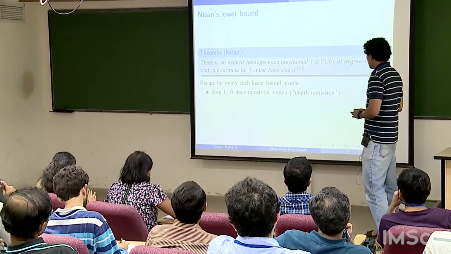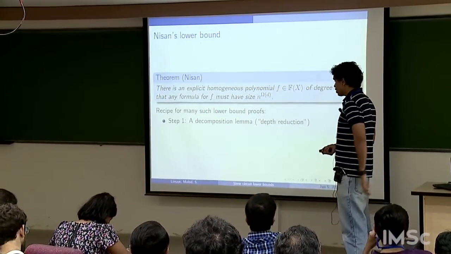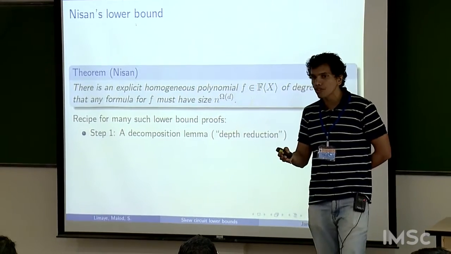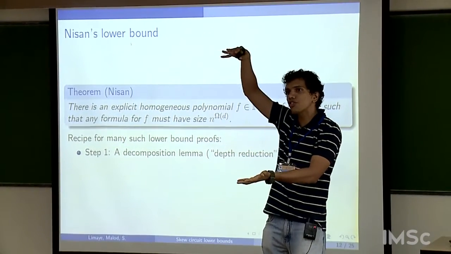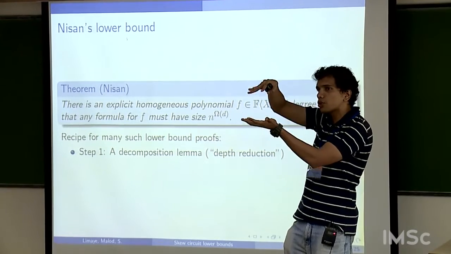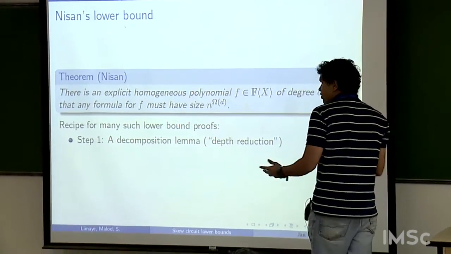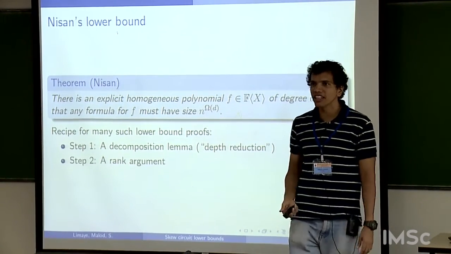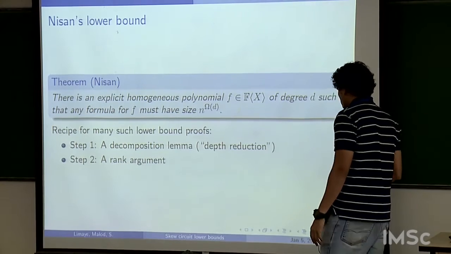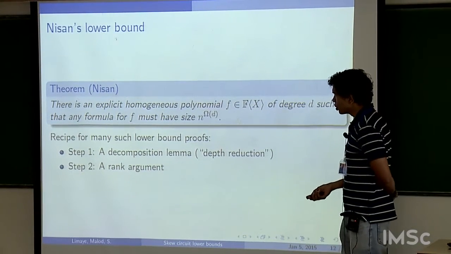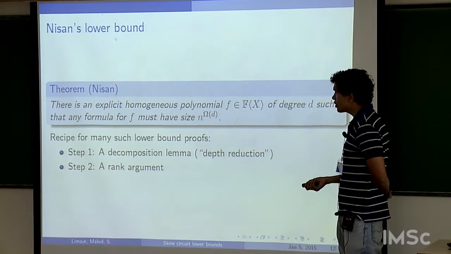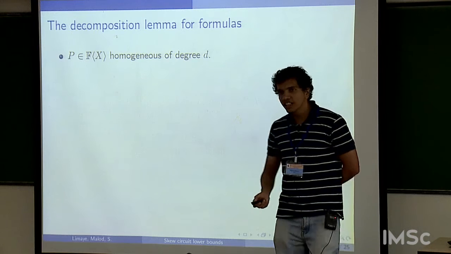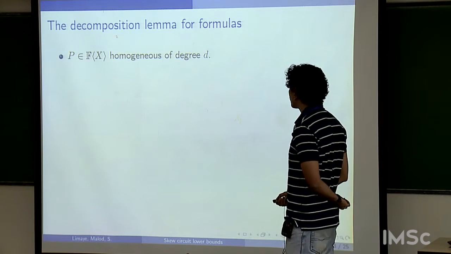Okay. So all lower bounds follow the standard template where the first step is a decomposition lemma or a depth reduction lemma which squashes your large depth circuit or formula into a small depth circuit or formula with some structural restrictions. And the second step is a rank argument, a linear algebraic argument of some form, in order to conclude the lower bound. Nissan's may have been among the first such results. So let's just go through it. It's very simple. Here's the decomposition lemma that Nissan proved for non-commutative formulas.